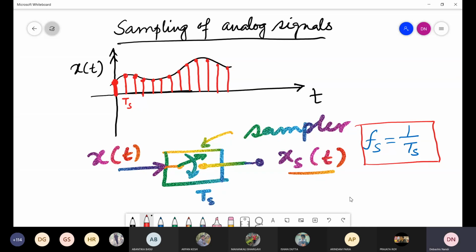And what about this Ts? Ts is the distance between two successive samples. For example, this is one sample and this is another sample, so the distance between these two samples is Ts. Similarly, you can take two arbitrary successive samples. For example, here, this is one sample, this is another sample, and the distance between these two samples is again Ts. Therefore, Ts is called the sampling period.